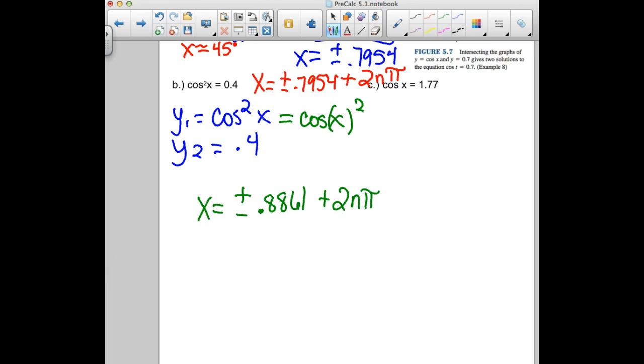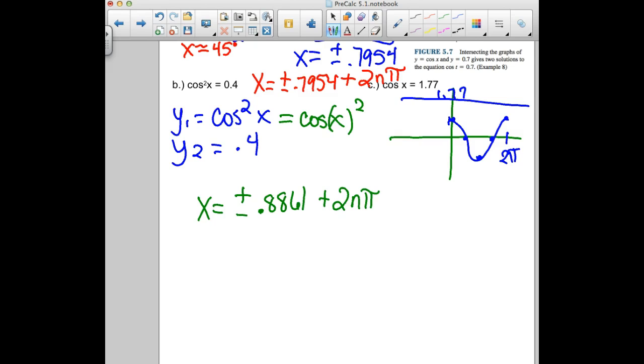Our third example says the cosine of x has to equal 1.77. And if you think about what our graph would look like, before we even graph this, remember cosine starts at 1 and it goes to 0, then -1, back to 0, back to +1, within a space of 0 to 2 pi. Well, it's asking for where we hit a line at 1.77, and we're never going to hit that.